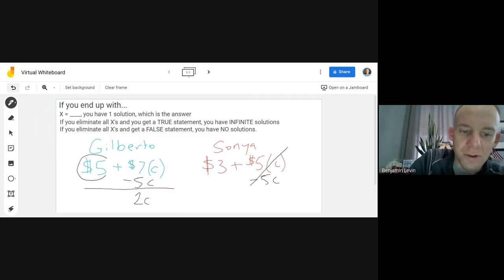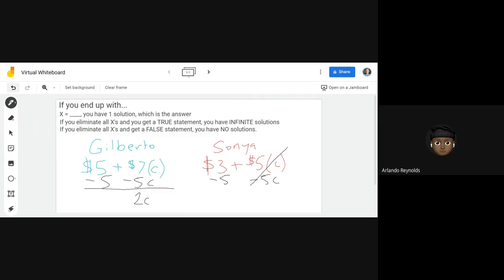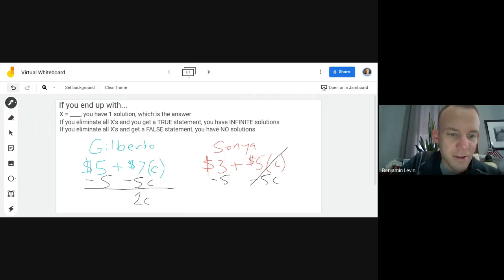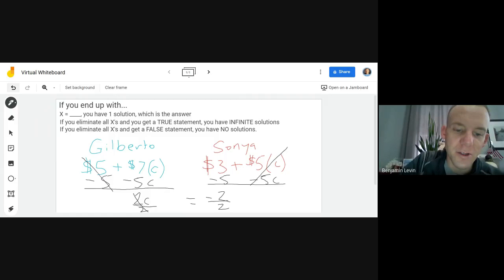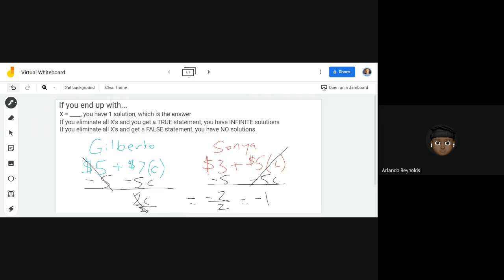Now, I need to deal with this. I got to get this over to the other side. So I have $5, so I'm going to subtract 5, right? 5 minus 5 is 0. 3 minus 5 is -2. Now, if we were to solve, our last step would be divide by 2, right? Because that would cancel out those 2's. And then -2 divided by 2 is -1.